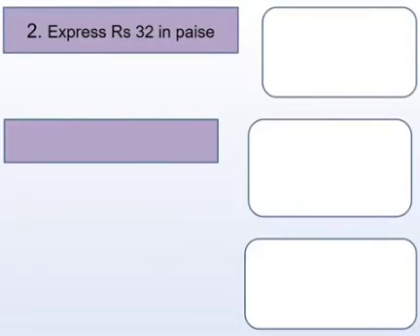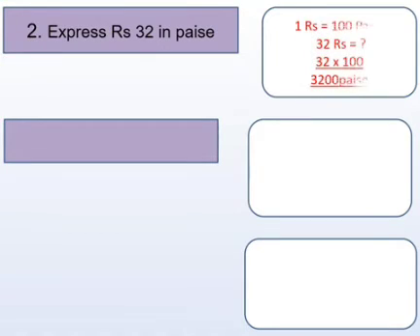Yes, the second question is express rupees 32 in paise. So how to convert rupees into paise? We have already learned this one. 1 rupee is equal to 100 paise. So 32 rupees is equal to how much? 32 into 100. That is 3200 paise. 32 ones are 32 and copy these 2 zeros as it is.